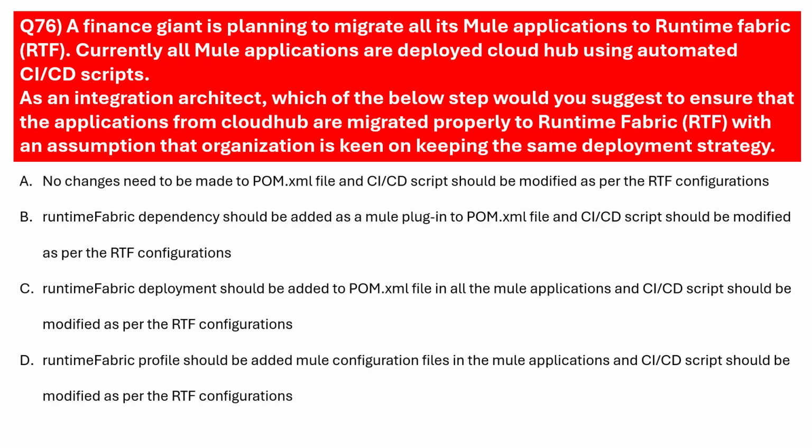A. No changes need to be made to the pom.xml file and the CI/CD script should be modified as per the RTF configurations. B. Runtime Fabric dependencies should be added as a Mule plugin to the pom.xml file and the CI/CD script should be modified as per the RTF configurations. C. Runtime Fabric deployment should be added to the pom.xml file in all the Mule applications and the CI/CD script should be modified as per the RTF configurations. D. Runtime Fabric profile should be added to Mule configuration files in the Mule applications and the CI/CD script should be modified as per the RTF configurations.